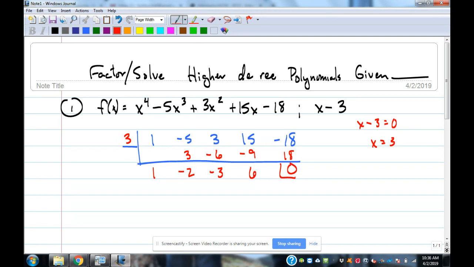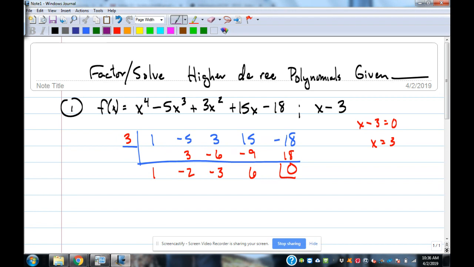They told us that x minus 3 was a factor of that, so that tells us, hey, I better get a 0 in the remainder. If I don't get 0 in the remainder, because they told me x minus 3 was a factor, then I must have done something wrong. Okay, that's what you're going to know on all of these problems on the worksheet, that if I don't get a 0 in the remainder, I did something wrong.